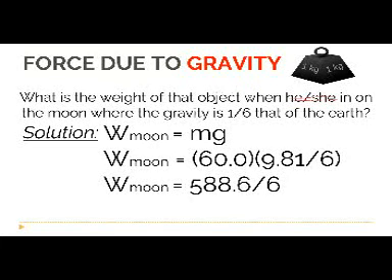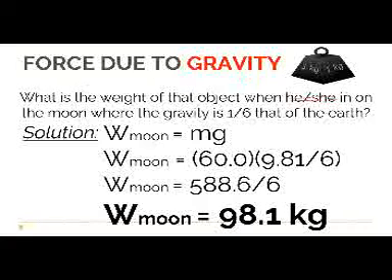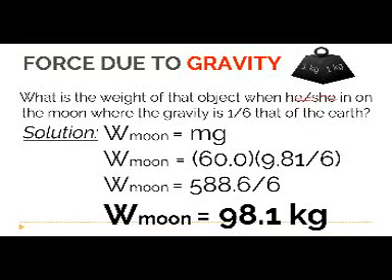So 60.0 times 9.81 is 588.6, divided by 6, that is equal to 98.1. The least number of significant figures is 3. Sir, hindi na ba i-include si 6 since it is a constant? So hindi natin siya i-include. So 98.1 has 3 significant figures. So the answer is 98.1 kilogram.